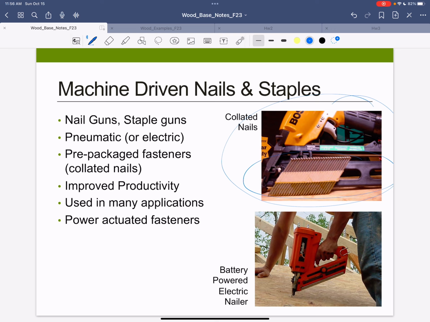Yeah, the nails come prepackaged. They're pretty fast. That's improved productivity. And I encourage you, if you haven't already worked construction or done housing projects, it's something interesting to do, and it really helps you appreciate construction beyond just doing engineering on paper.